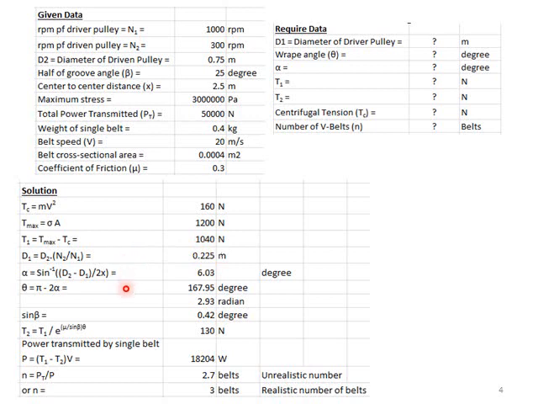The next term that we have to find is the angle alpha. It is a very similar formula to the one we used in the previous lecture for the flat open belt. We used the same formula, and the answer is 6.03 degrees. The wrap angle theta of the driver pulley is pi minus 2 alpha. So here we have the answer in degrees, and it's converted into radians.